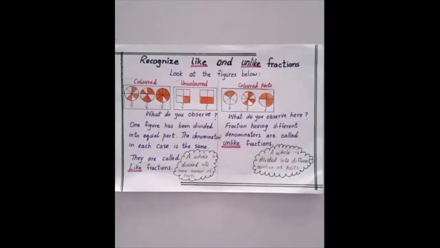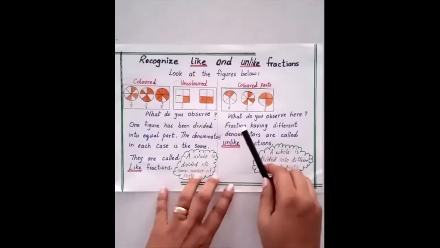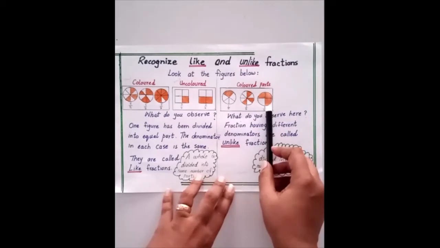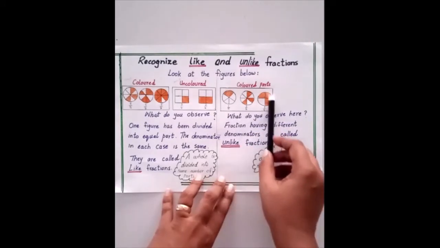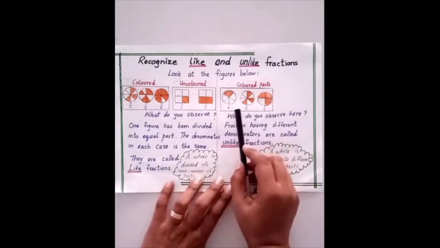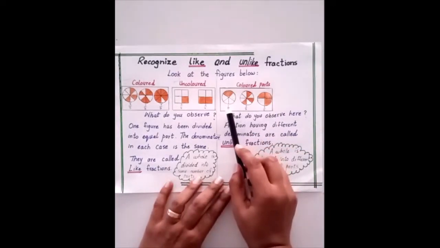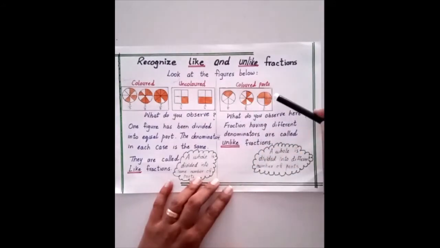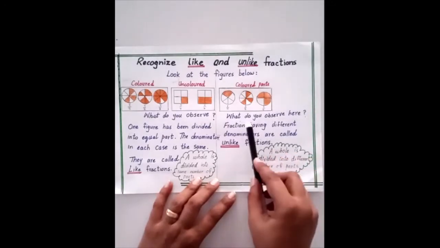And now let's come to this colored part, students. In this portion also, some pictures or circles are given, and all the circles are divided into different parts. See, this circle is divided into 5 portions, this circle is divided into 8 portions, this circle is divided into 4 portions. We will see what we have to do here. What do you observe here?